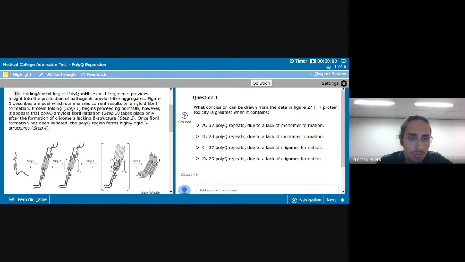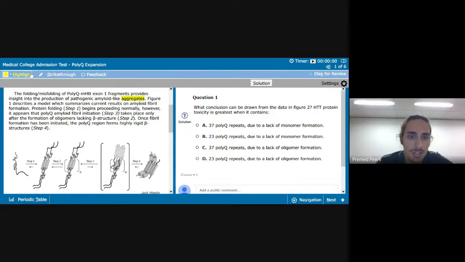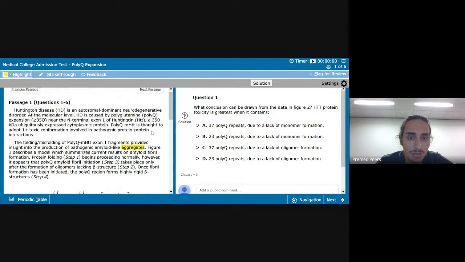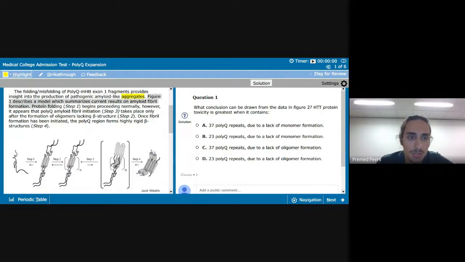So the folding, misfolding of this protein fragments provides insight into the production of pathogenic amyloid-like aggregates. So thinking something about Alzheimer's, something about aggregation that is affecting it. Remember in the last paragraph they talked about pathogenic interactions. Now they, oh, clarifies it. It's aggregation. Okay. So figure 1 describes a model which summarizes current results on amyloid fibril formation.